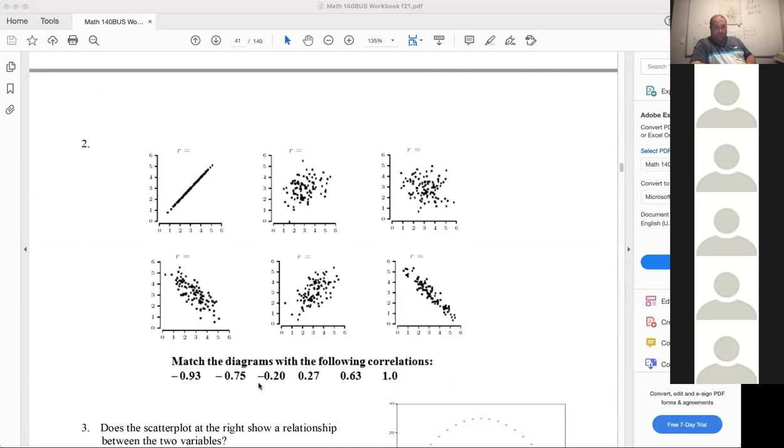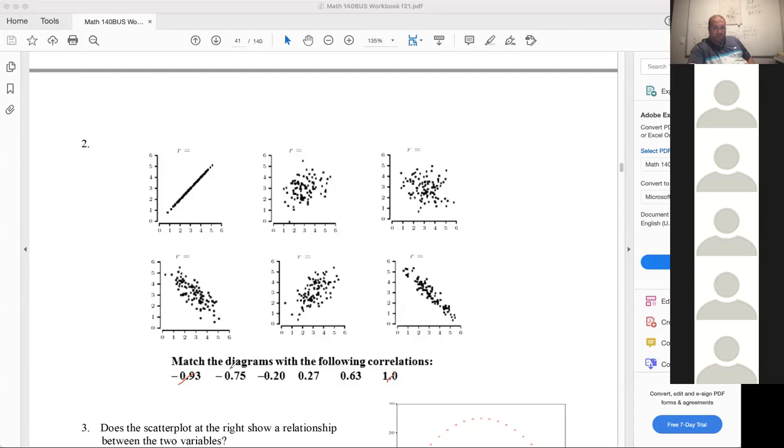So let's start with the one at the top left. Of those 6 numbers, which one's the one at the top left? 1. That's hopefully a no-brainer. So 1 is out. How about this one down here at the bottom right? Negative 0.93. It's very strong, but negative. Okay. Next highest number is negative 0.75. So we're looking for something also negative, but not quite as strong as this, more moderate.